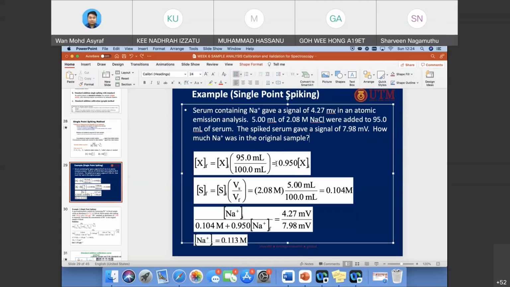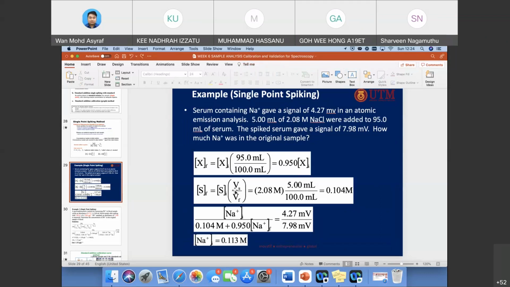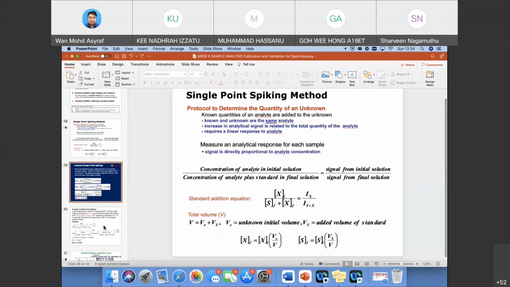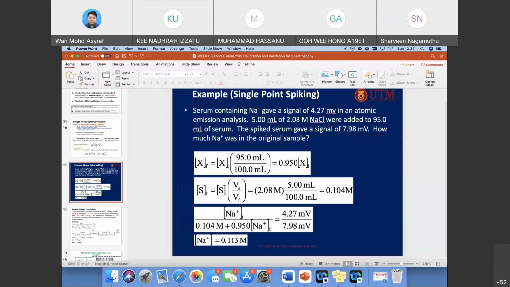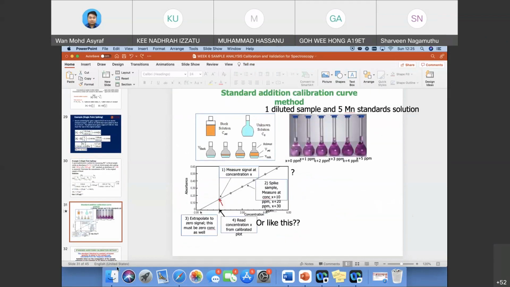How much sodium ion was in the original sample? Basically, you can compute this based on the equation. You compute the data, and then you've got your sodium ions as 0.113 molar. Okay. So that's how you do the single point spiking.